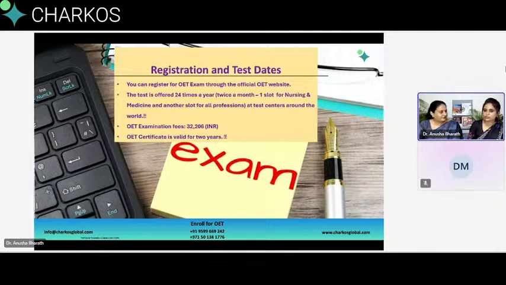So you'll have access to the exam 24 times in a year, and it is conducted at recognized test centers around the world. So you don't have to worry about malpractice or anything. The OET exam fee comes to approximately 33,000 Indian rupees, and the certification is valid for 2 years.